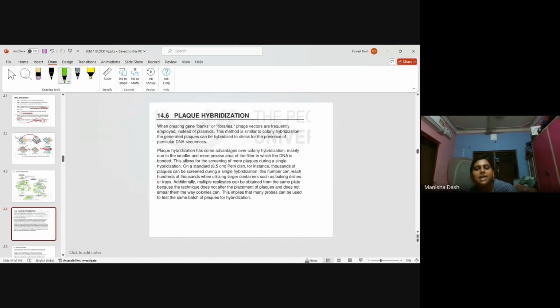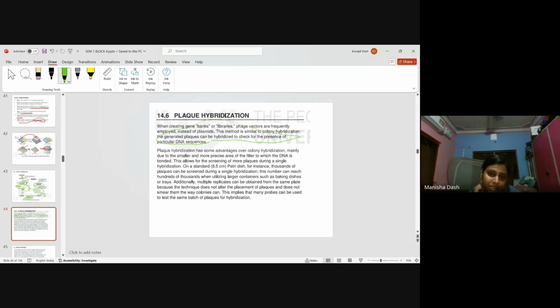Then similarly, there is also plaque hybridization. When creating gene banks or libraries, phage vectors are frequently employed instead of plasmids. This method is similar to colony hybridization, but the generated plaques can be hybridized to check for the presence of the particular DNA sequence.